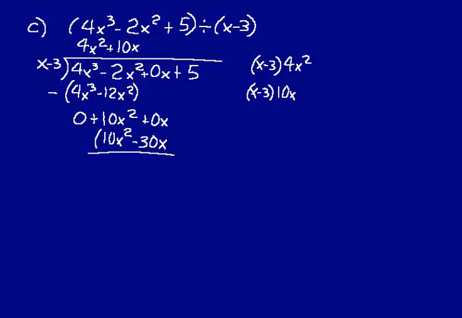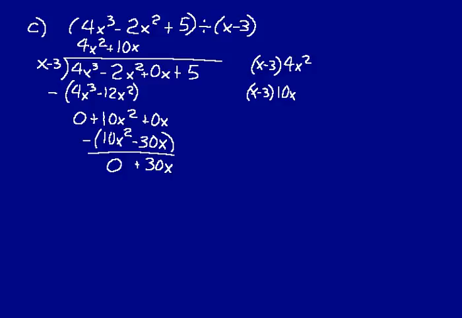Do the subtraction. Remember, all of this is subtracted. So we say 10x squared and a negative 10x squared is 0. 0x minus a negative, so that would be plus 30x. So this is going to be a positive 30x. So do you see why we needed that 0x in there? Otherwise, we would have brought the 5 down, and we wouldn't have had a like term to subtract that 30x from.